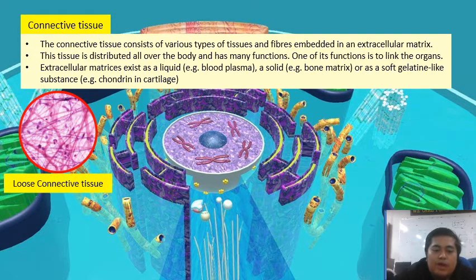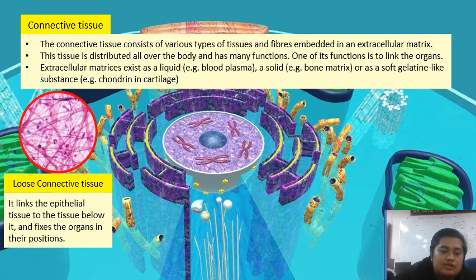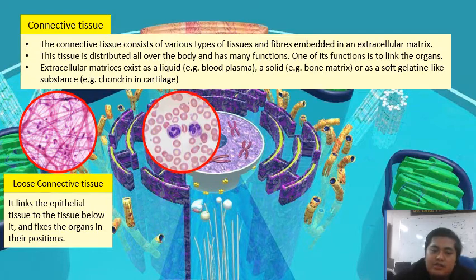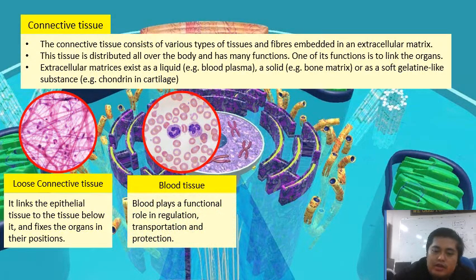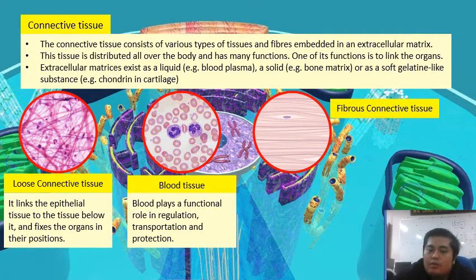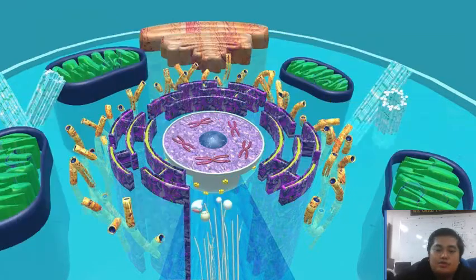So we have our loose connective tissue that links the epithelial tissue to the tissue below it and fixes the organs in their position. We have our blood tissue, which plays a functional role in regulation, transportation, and protection. We have the fibrous connective tissue that forms tendons and ligaments. The tendons connect bones with muscle, and the ligaments connect bones with bones.